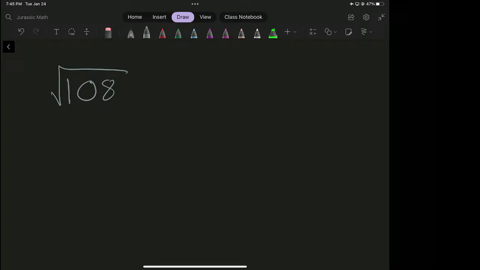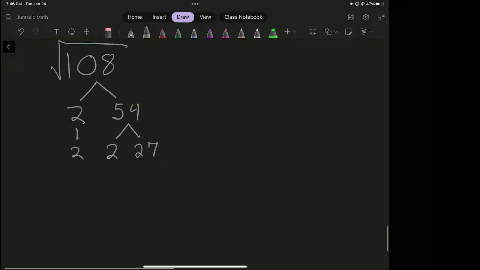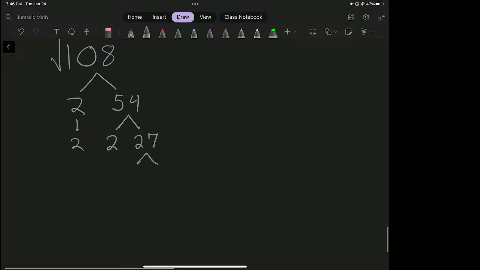So 108, well, I know that's an even number, so I'm going to cut it in half. That would be 54. Once again, 54 is an even number. I'm going to cut it in half. So half of 54, 27. I can divide that by 3 because 2 plus 7 is 9, and 9 divided by 3. Oh my gosh. Math. I am not good at you.